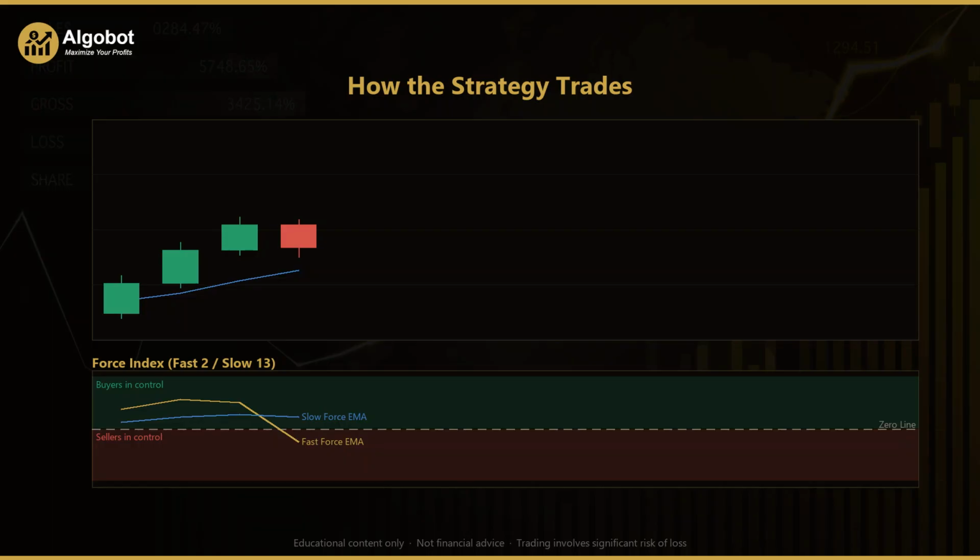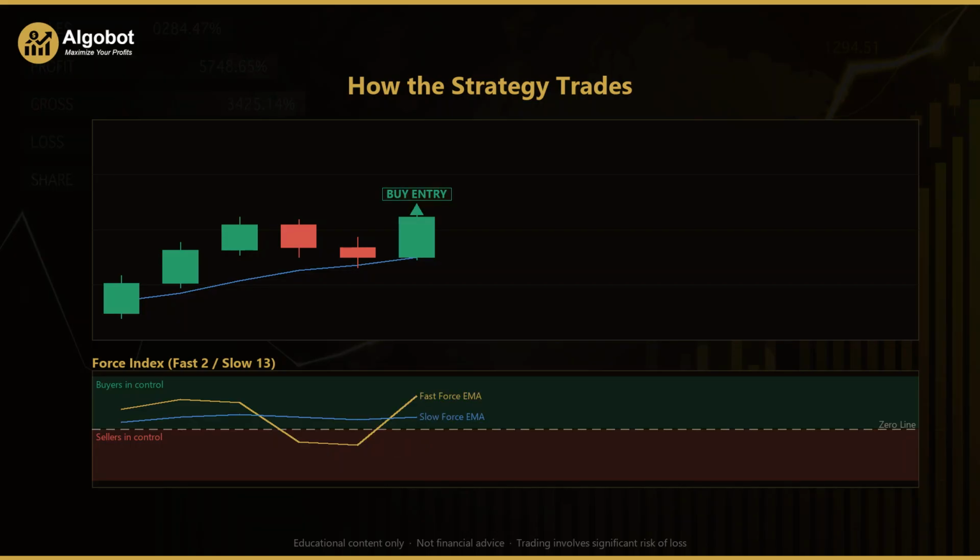Watch the opening candles. Price is climbing, printing higher closes, and it sits above the rising moving average. In the subpanel, the slow force line is comfortably above the 0 line, telling us the medium-term force belongs to the buyers. So the trend filter and the force filter are both pointing up. The strategy is not chasing this initial push, though. It's patient, and it's waiting for a pause.